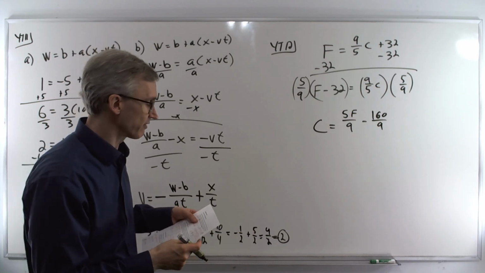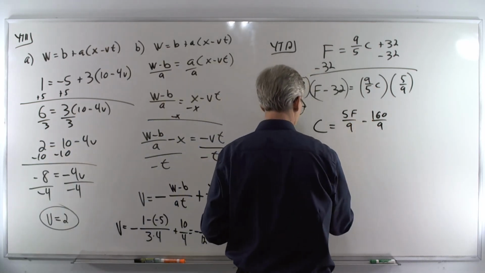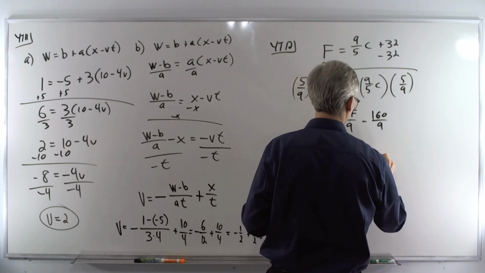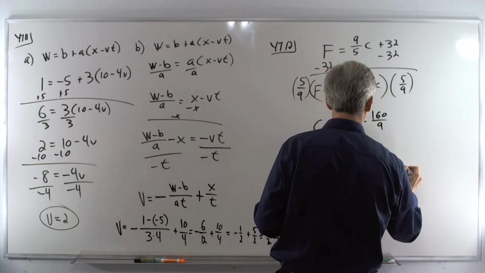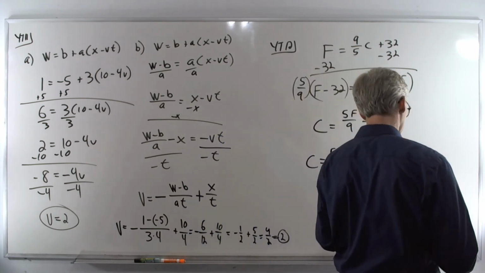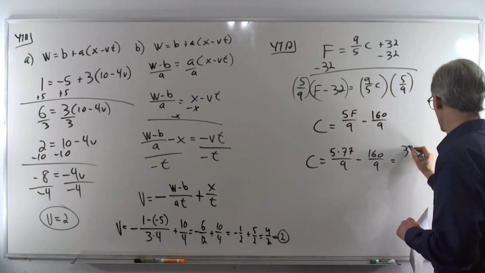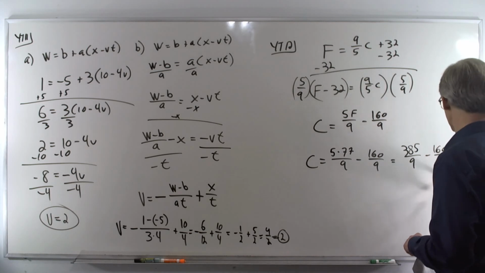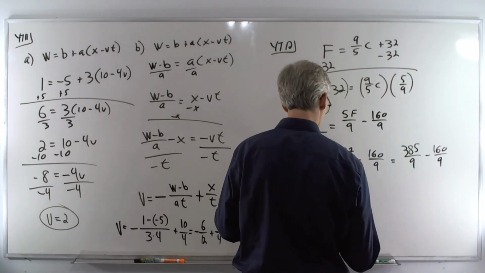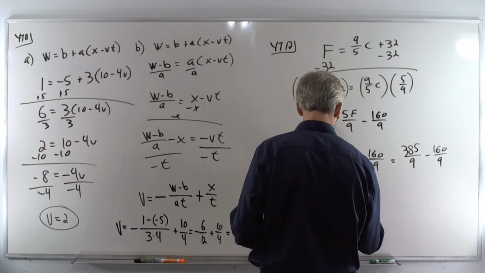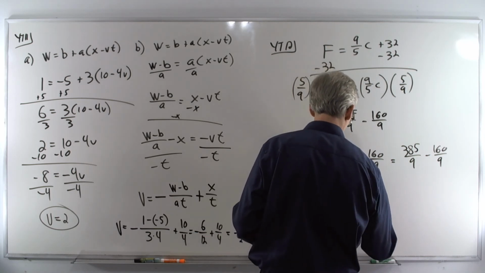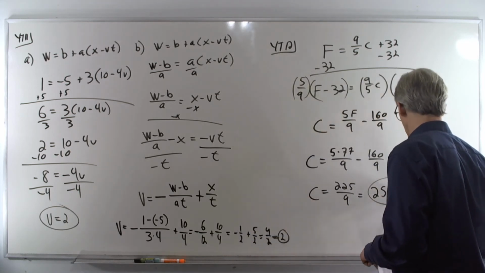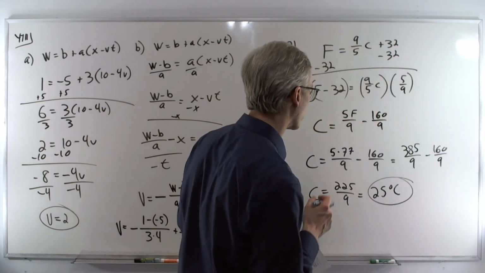Now we've got Fahrenheit of 77, so I'm going to plug in 77 here. So 5 times 77 gives us 385. So that's 385 ninths minus 160 ninths. Subtracting, we get 225 ninths, which is 25. So 77 Fahrenheit corresponds with 25 degrees Celsius.